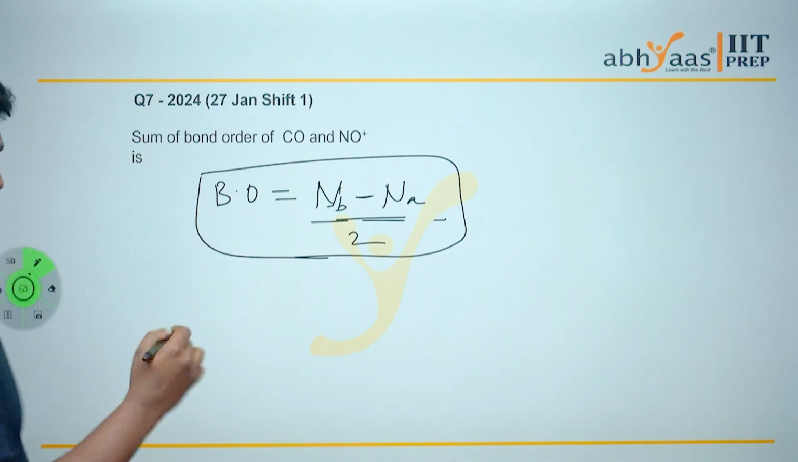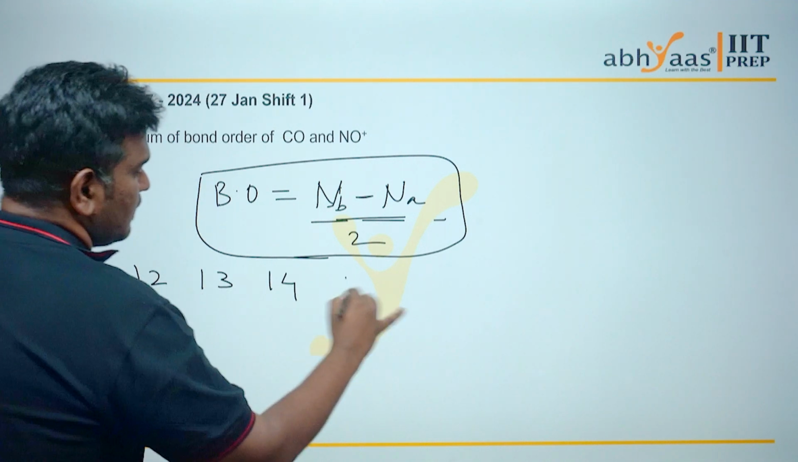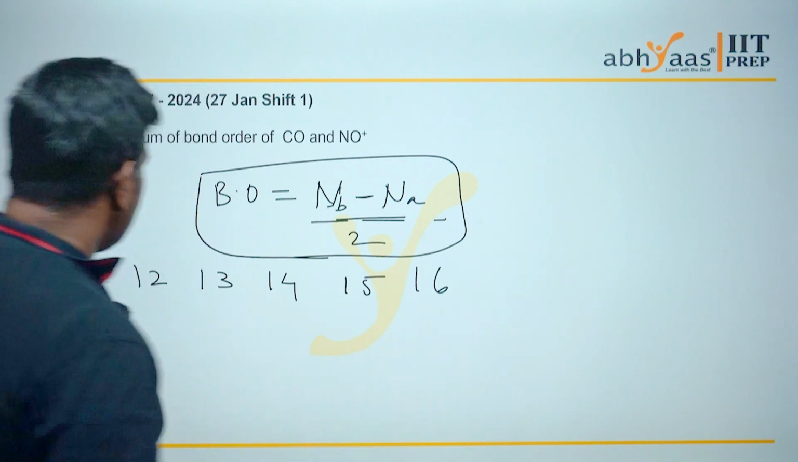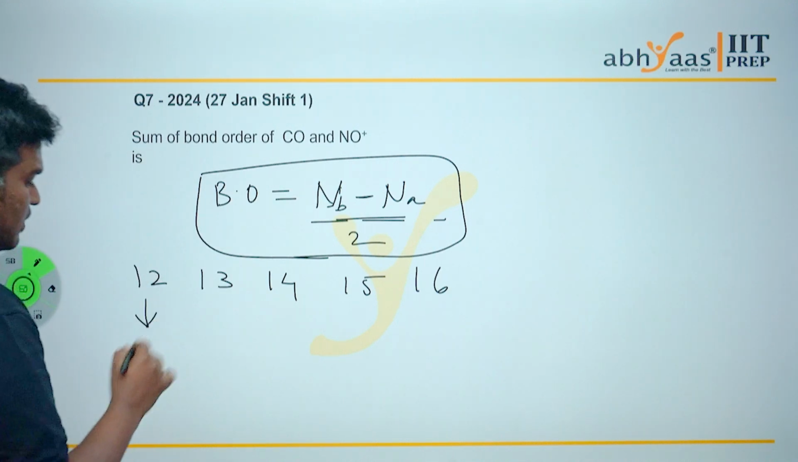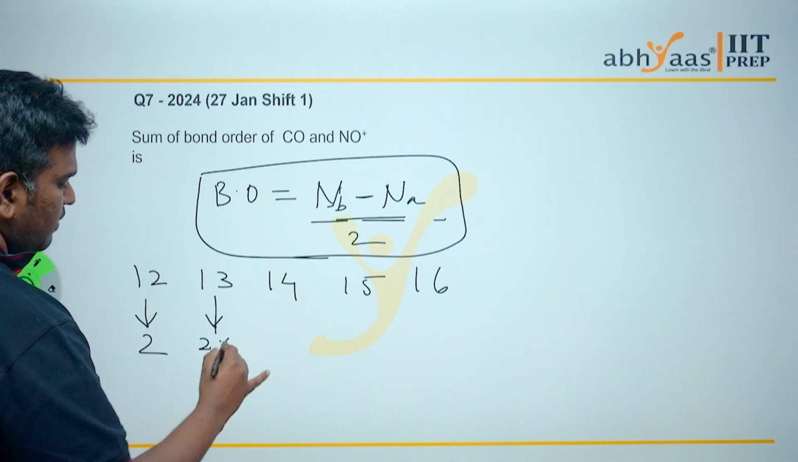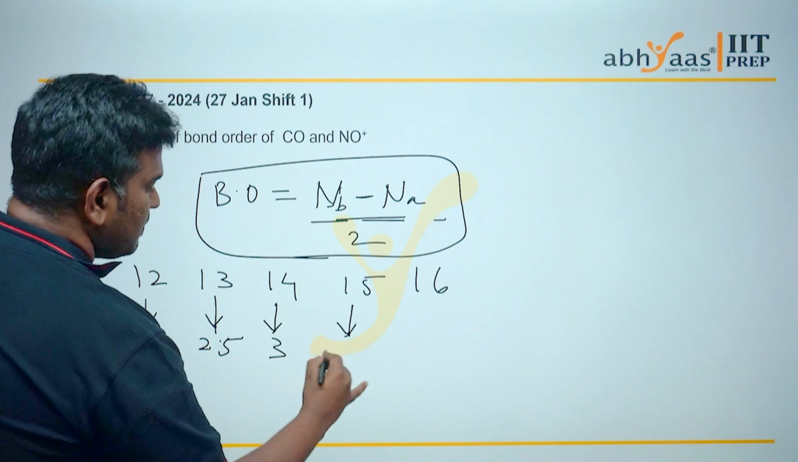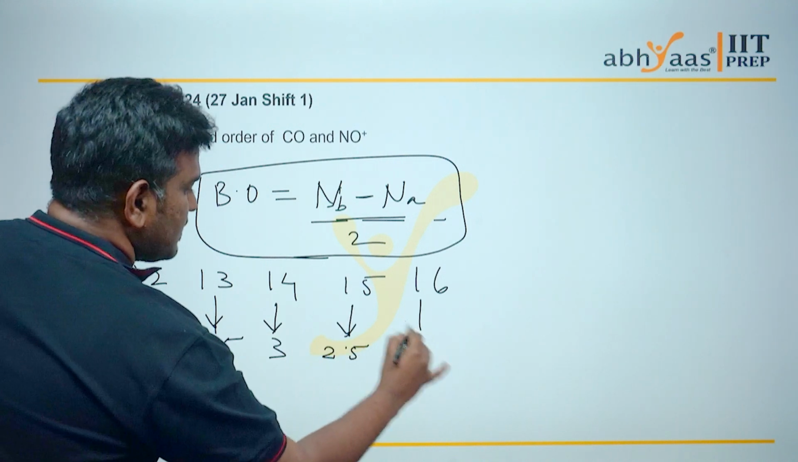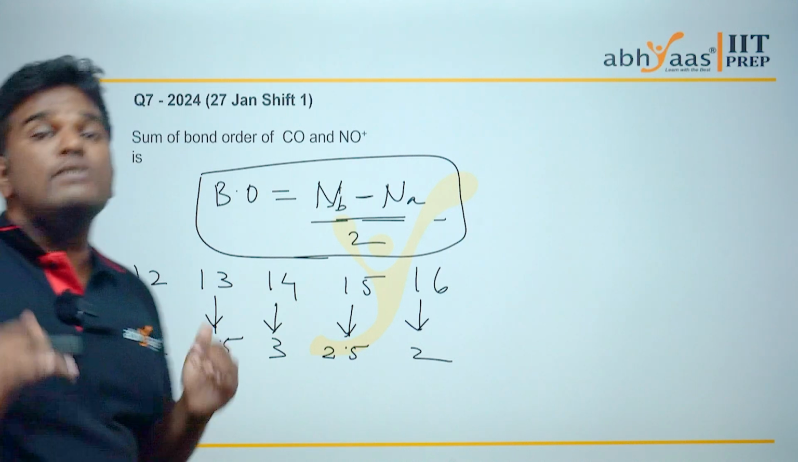But we can easily find out this using a particular trick. You can just see that 12, 13, 14, 15, 16. Whenever these electrons are there, you just keep it in your mind. When there are 12 electrons, the bond order will be 2. 13, it will be 2.5. 14, it will be 3. 15, it will be 2.5. And 16, it will be 2. So, you just keep it in your mind. This is actually reducing your work.